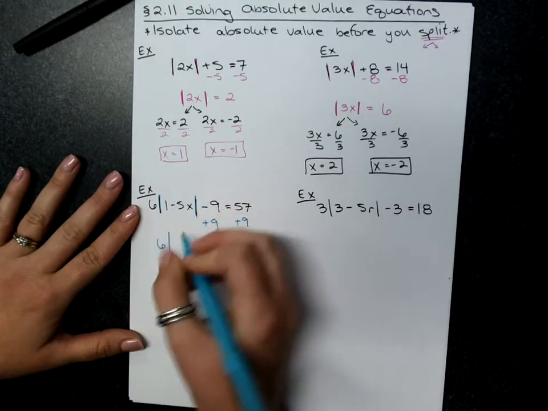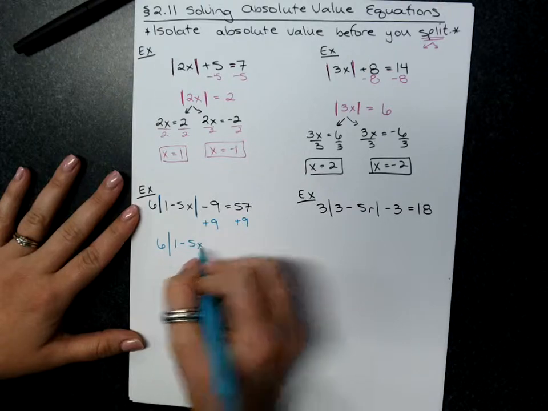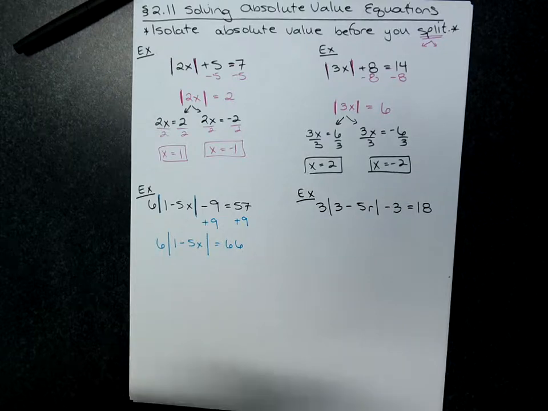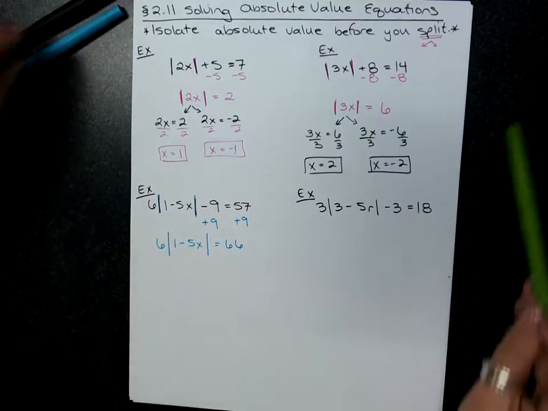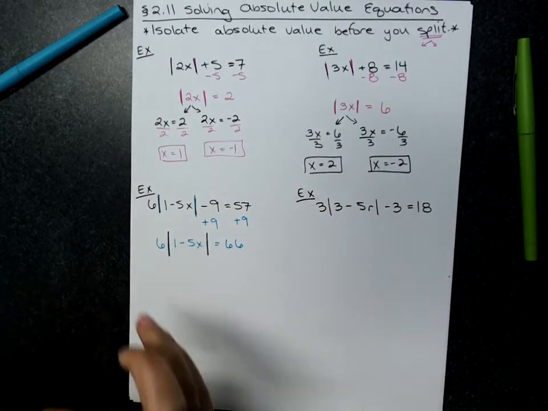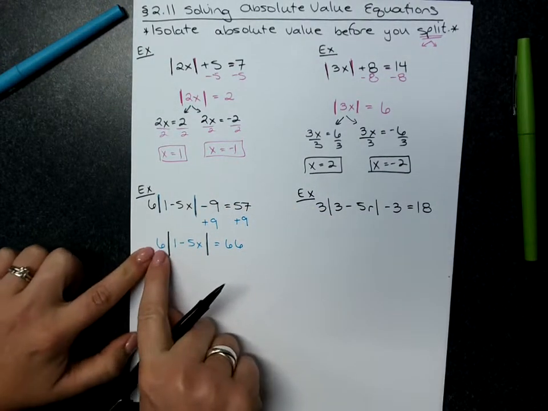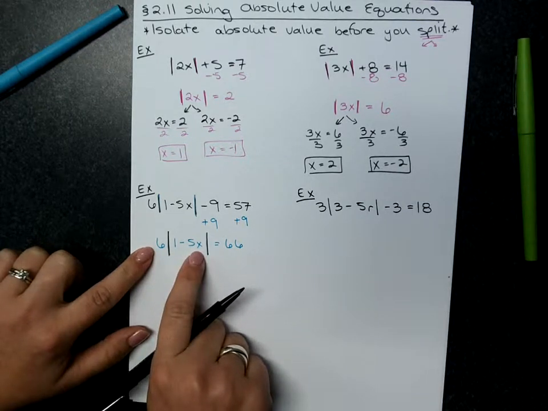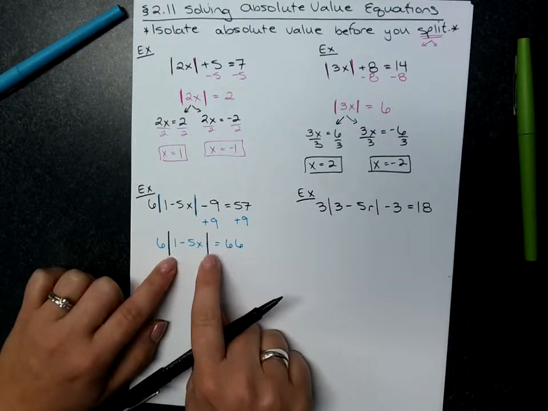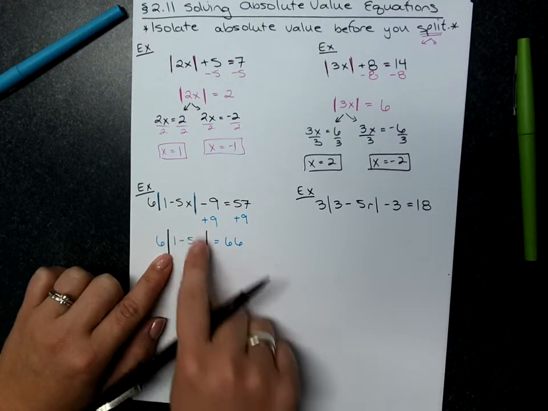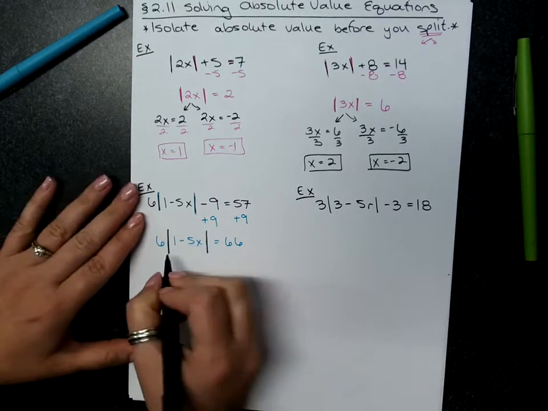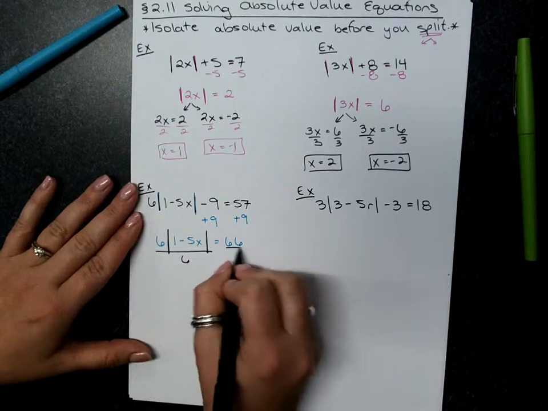We get 6 times the absolute value of 1 minus 5x equals 66. Now, when our brain sees these absolute value bars, it associates them with parentheses, and it's very tempting to want to distribute this 6 into there. But these are not parentheses. These are absolute value bars, and we don't mess with anything inside those absolute value bars. We leave it alone. So instead of distributing that 6, we're actually going to divide both sides by 6.